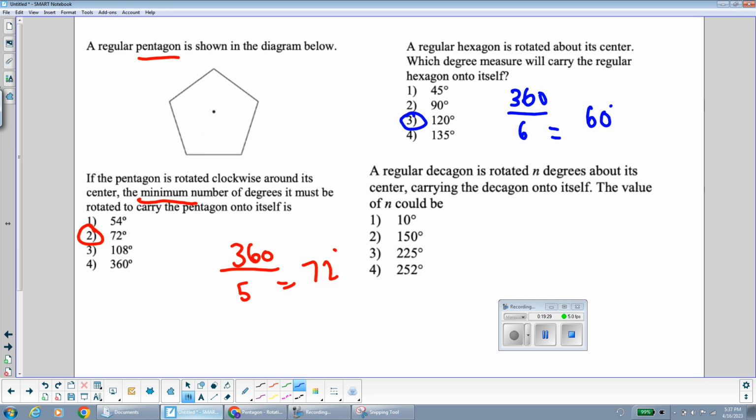Now we have a decagon, and we want to map the decagon onto itself. So we need to find out which number of degrees could map the decagon onto itself. So let's do 360 divided by 10, because a decagon does have 10 sides, and that is 36. So I'm just looking for a multiple of 36. So 10 is not a multiple of 36. 150 divided by 36, that doesn't work out evenly. 225 divided by 36, that doesn't work out evenly. How about 252 divided by 36? That works out evenly. That goes in 7 times exactly. So that is a multiple of 36.